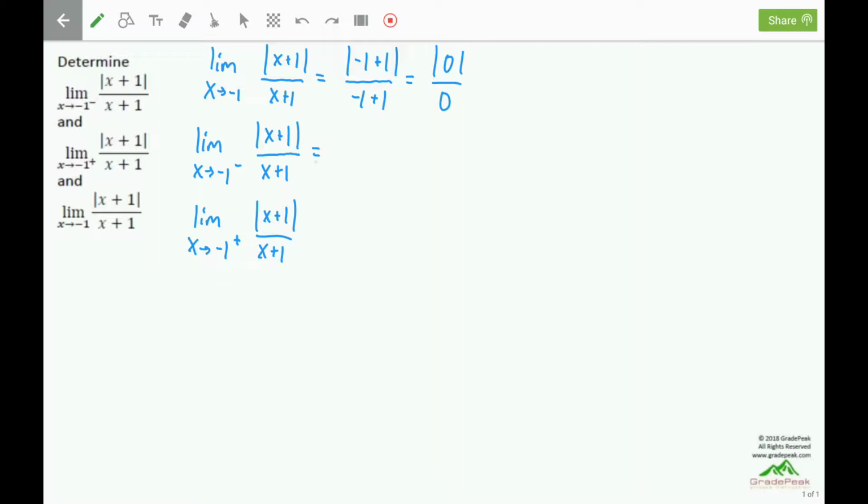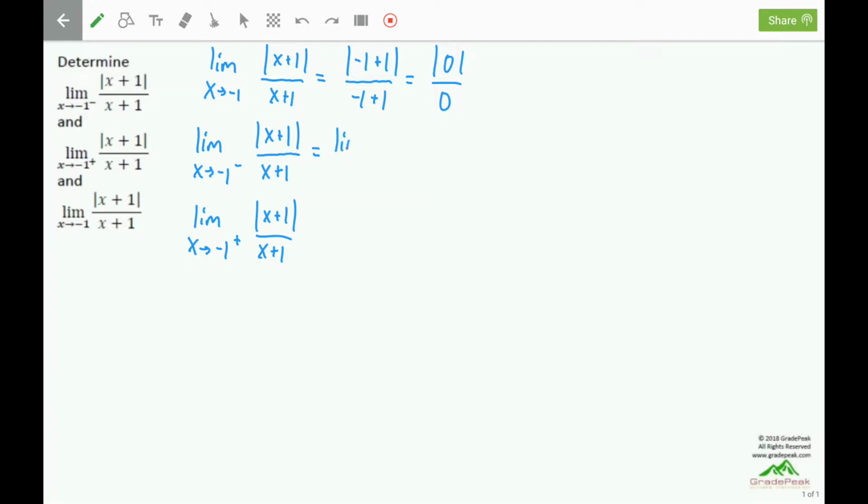Let's start with the left-sided limit. We have x approaching -1 from the left side. The left side of -1 means more negative than -1, left side of -1 on a number line. More negative than -1, like say -1.01, plugged in for x here in the absolute value, -1.01 plus 1, or anything more negative than -1, will make that be a negative inside the absolute value.